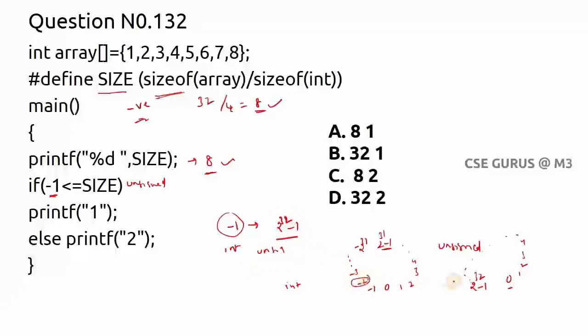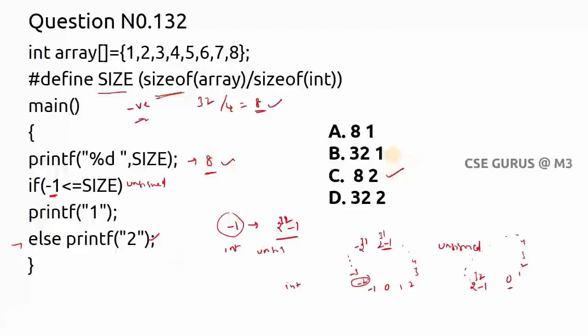What about minus 2? 2 power 32 minus 2. What about minus 3? 2 power 32 minus 3. Like this it will consider the values. So that's why minus 1 has the value 2 power 32 minus 1, which is a very large value. So is it less than the size 8? Definitely not. That's why else will be executed, it will print 2 like this. So the answer is 8 and 2.